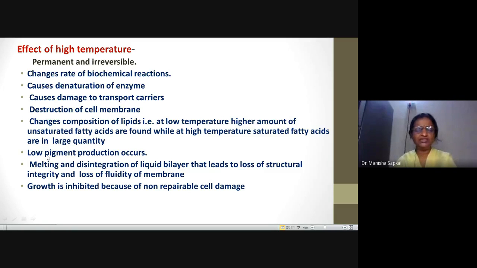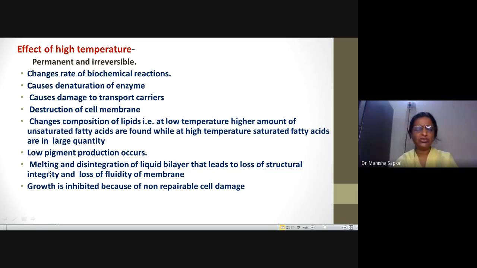Now, due to the very high temperature, pigment production ability is slower. There is low pigment production. Certain bacteria have the property to produce colored pigment, but due to the high temperature, that production of pigment is slower.